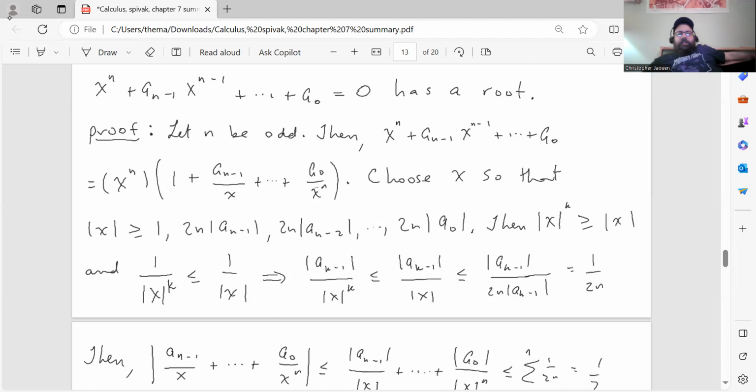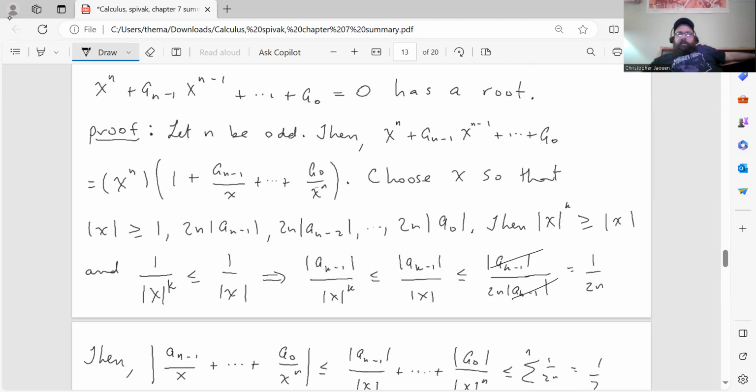Okay. And then since the magnitude of x is bigger than 1, x to the k is greater than or equal to absolute value x. And then if we take reciprocals, the inequality direction switches. So 1 over absolute value x to the k is less than or equal to 1 over absolute value x. And then if we multiply through by the absolute value a k minus 1, we get that absolute value a k minus 1 over absolute value x to the k is less than or equal to absolute value a k minus 1 over absolute value x, which is less than or equal to absolute value a k minus 1 over 2n absolute value a k minus 1. And notice that these cancel here, and you're left with just 1 over 2 to the n.